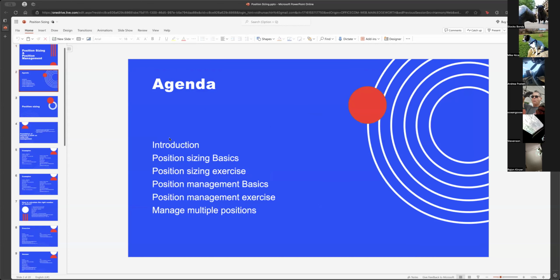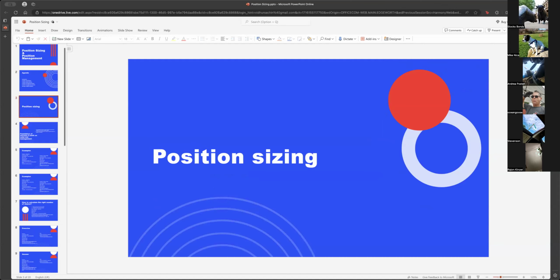First things first, the agenda is pretty simple. We're going to go over what position sizing means, and then give a few examples of bad sizing and good sizing. Then I'm going to give you a few exercises to work on. The same for position management: we're going to go over the basics, and then the exercises. Then we're going to talk about how, if you have a larger portfolio, to manage multiple positions. If you have 5 positions open, how to allocate risk for each and every one of them. That's what we're going to talk about in this session, and let's get started with position sizing.